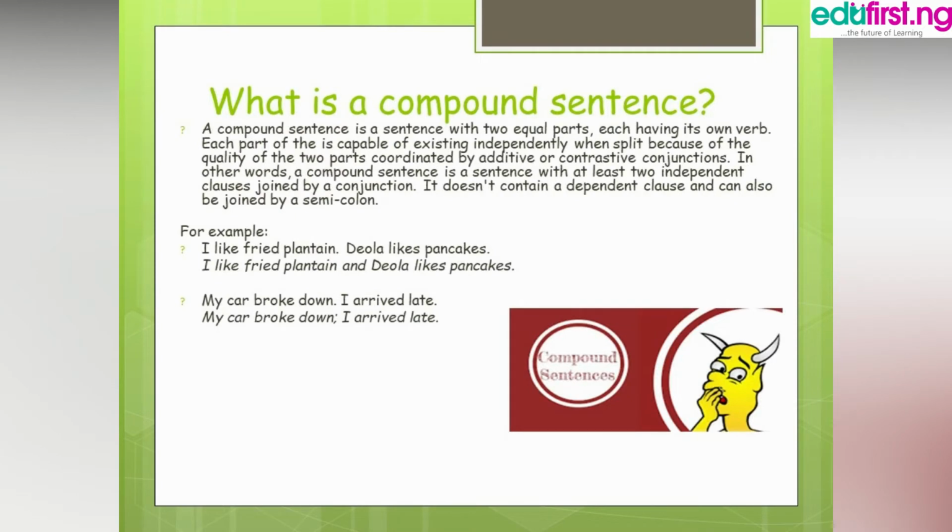So what is a compound sentence? A compound sentence is a sentence with two equal parts, each having its own verb. Each part of the sentence is capable of existing independently when split because of the quality of the two parts coordinated by additive or contrastive conjunctions. In other words, a compound sentence is a sentence with at least two independent clauses joined by a conjunction. It doesn't contain a dependent clause and can also be joined by a semicolon.